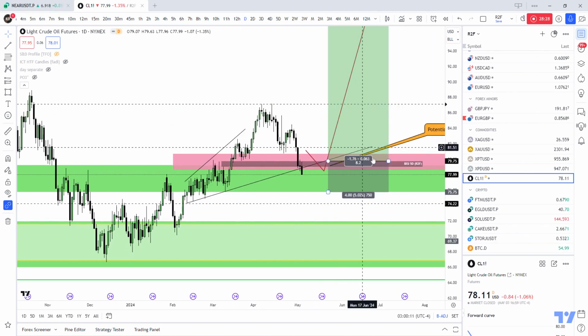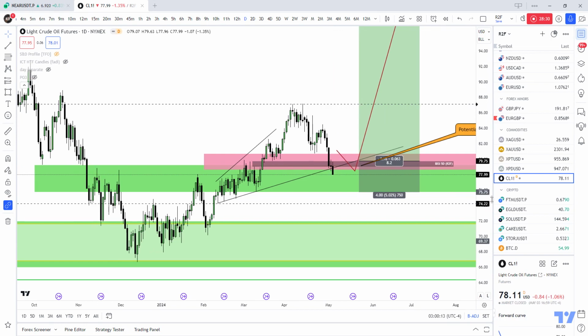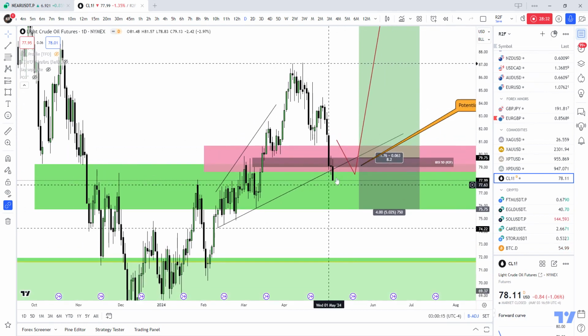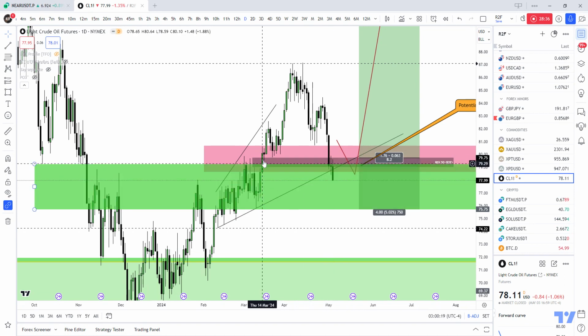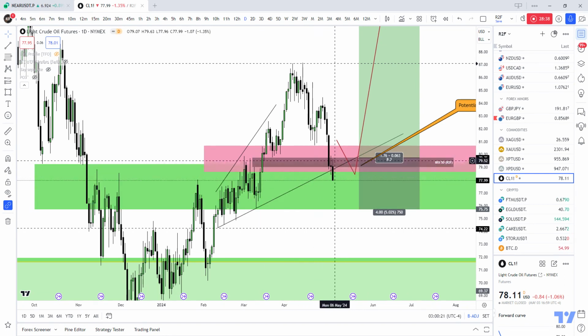Okay, on the daily, we see some CBs being created. The inversion fair value gap over here. It's also on the daily, right? So we did come also into the daily inversion, and now we're here. So at this point, we'll see what happens.